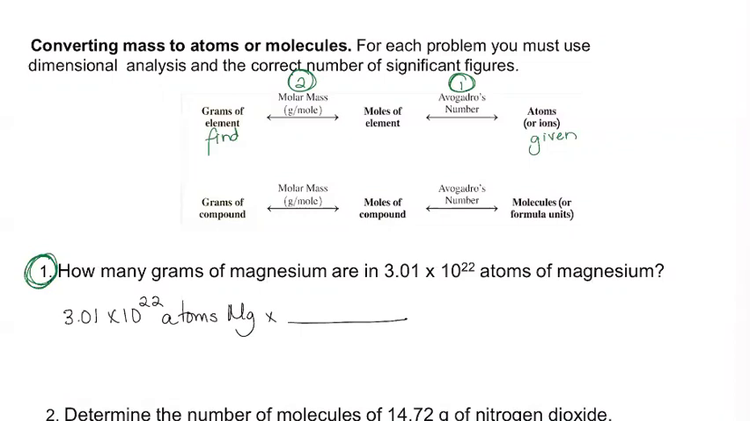I agree with Maria. I agree with Katie and Vanessa. Great job, you guys. So we're going to divide by Avogadro's number. So we're going to do 6.022 times 10 to the 23rd atoms of magnesium. And then on top, we're going to say 1 mole of magnesium. And we took care of the first conversion factor.